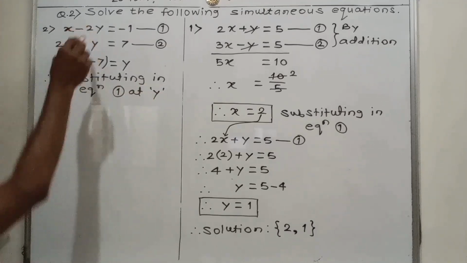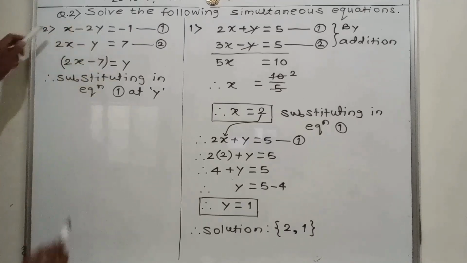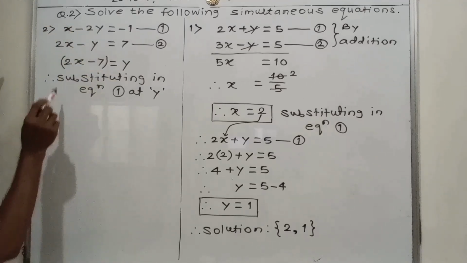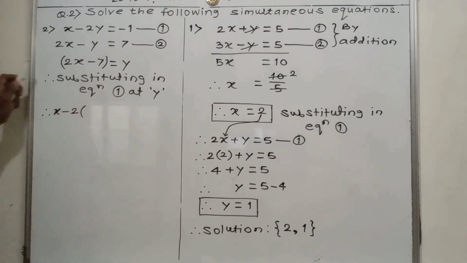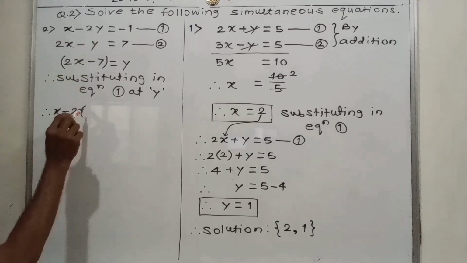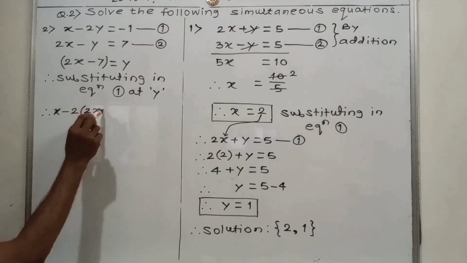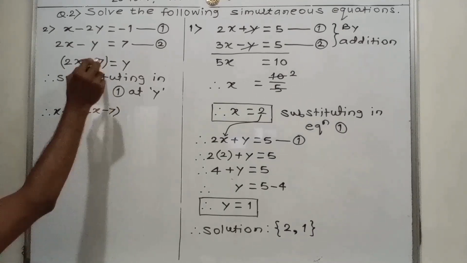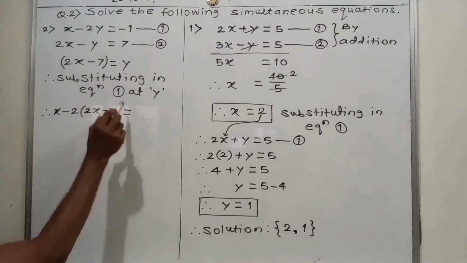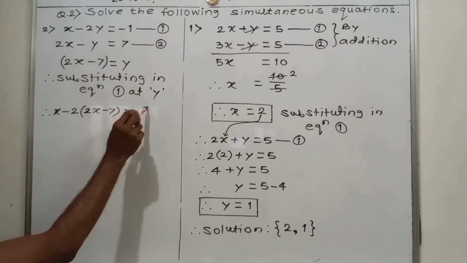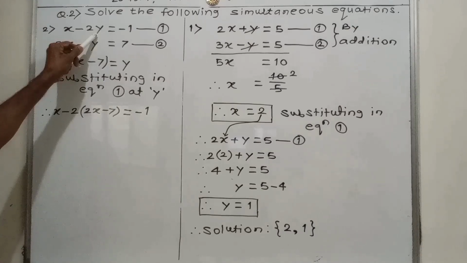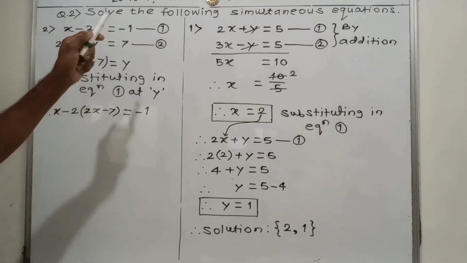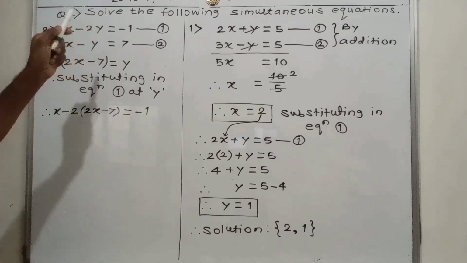Now we put here value of y. See this. Therefore, x minus 2, value of y we put there. What is it? 2x minus 7 is equal to minus 1, because we are putting here in equation 1. So write equation 1, all terms.